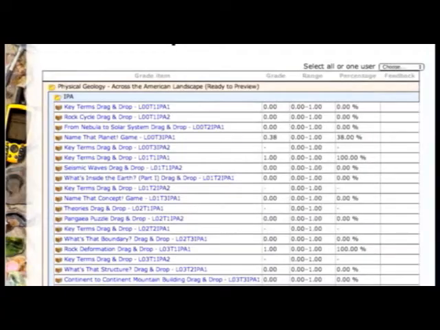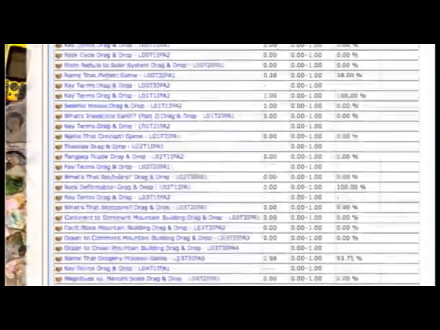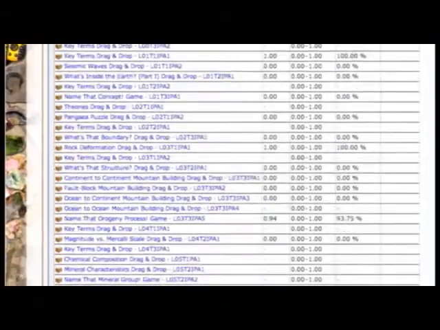The points that the students earn are tallied by the system, and they can be instantly imported to the gradebook that I use for the class. So students get to immediately find out how they did, how they fared on the activity, and I have access to that information as well.